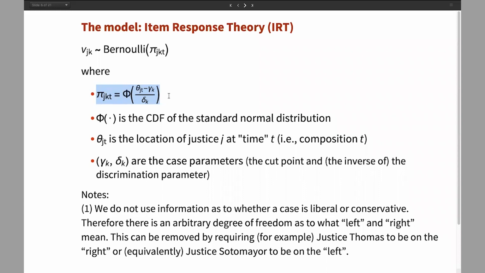So theta is the location of the justice at time t. Theta jt is the location of a justice at time t. Gamma k is a case parameter that's telling us something about the case. So a case is completely summarized by a simple curve like this. So it's another very, very simple approach. The amazing thing is how much you can get out of this. So the theta, as I said, is the location of a justice J at time t. And then each case has these two numbers, gamma and delta.